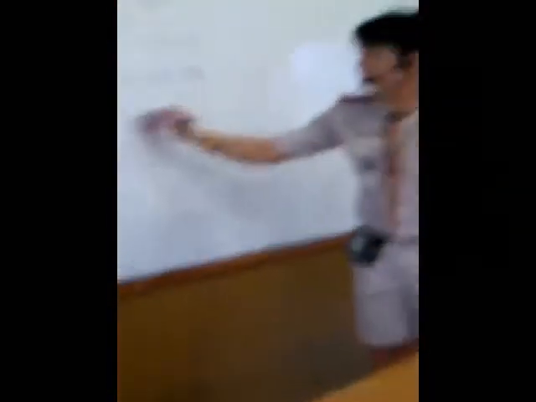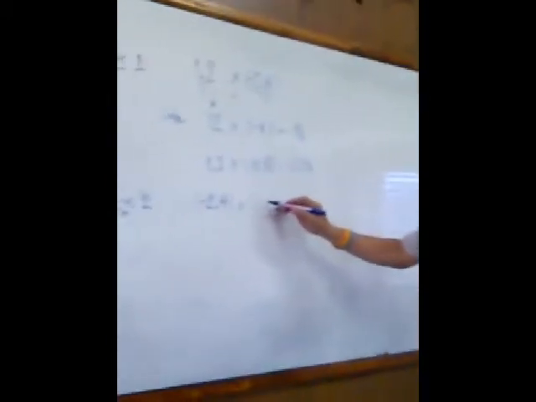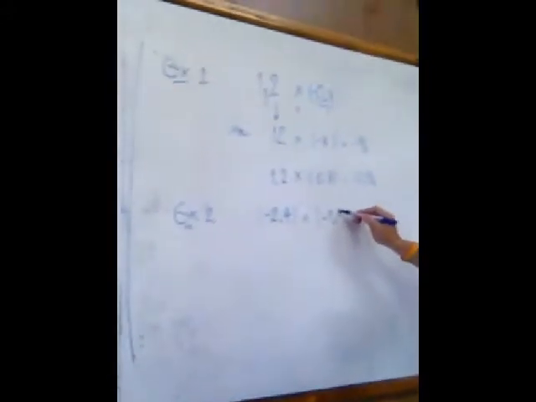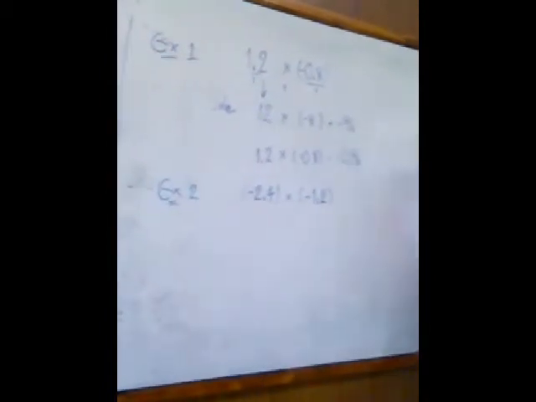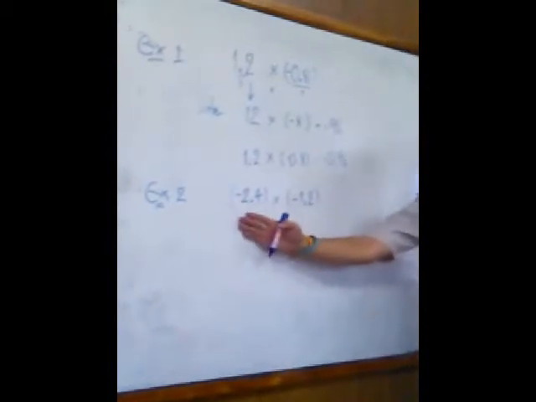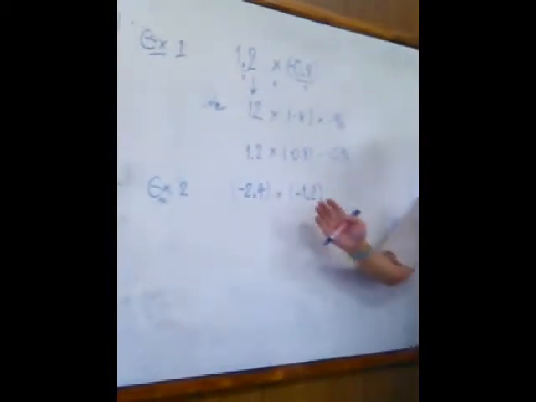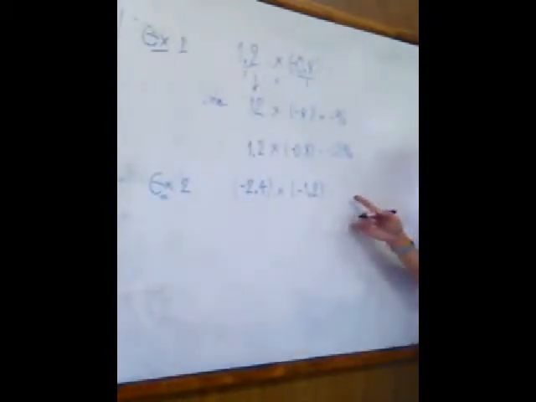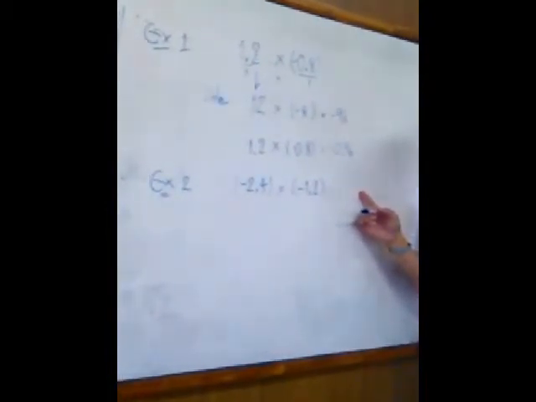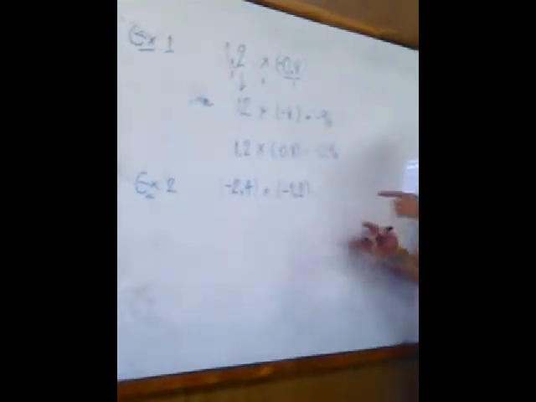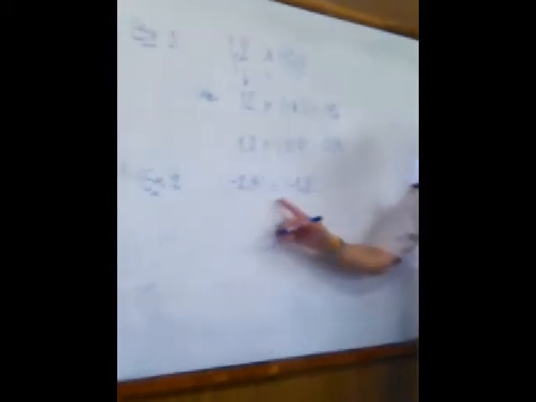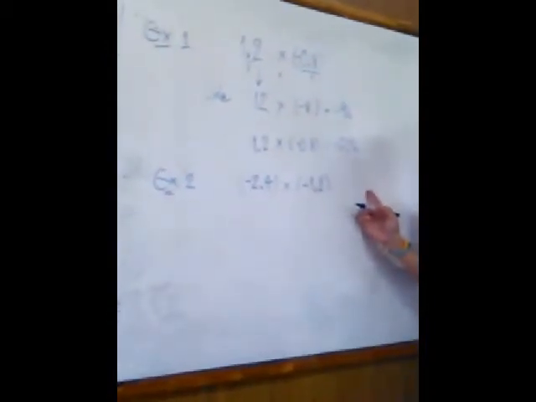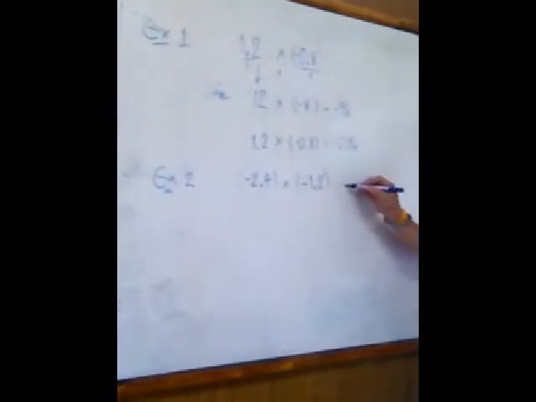If I do two negative numbers, negative decimal multiplied by negative decimal, negative multiplied by negative. Okay, you can guess the sign of the answer. What is the sign of the answer? You remember? Same sign. Minus multiplied by minus is equal to plus.